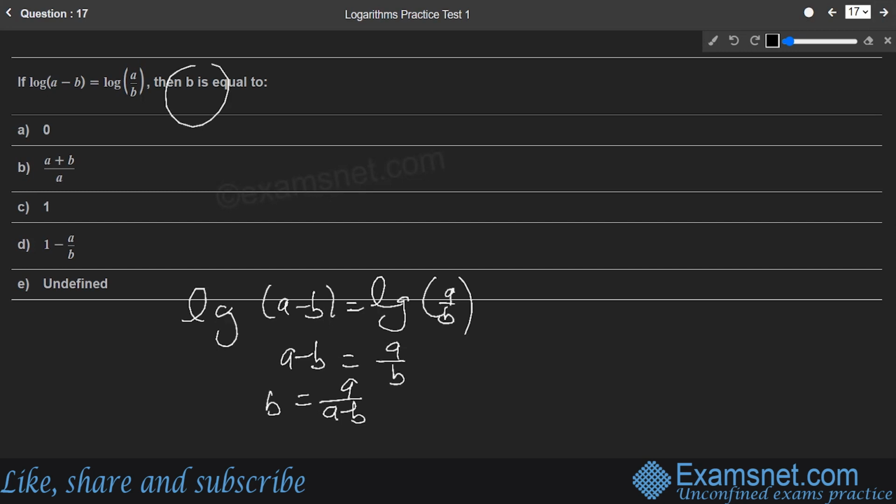There can be multiple ways in which we can solve this. If we take the denominator and the numerator up, then we can find b is coming out to be 1 minus a by b. So that's what should be the value of b, that is 1 minus a by b. It is available in option number D, and becomes the right answer for us.